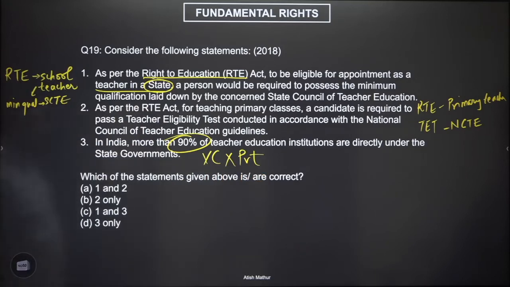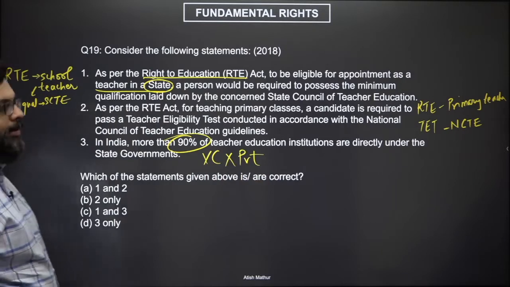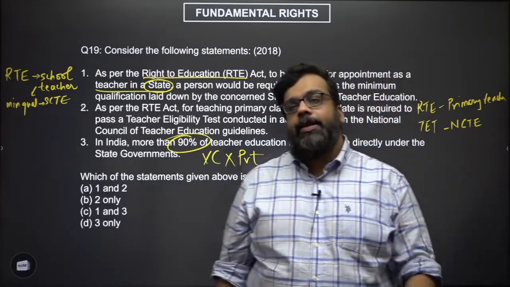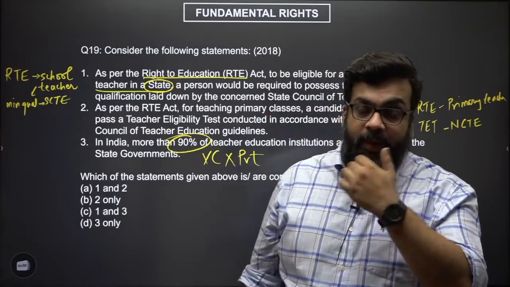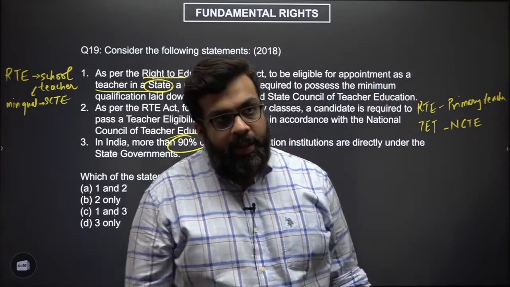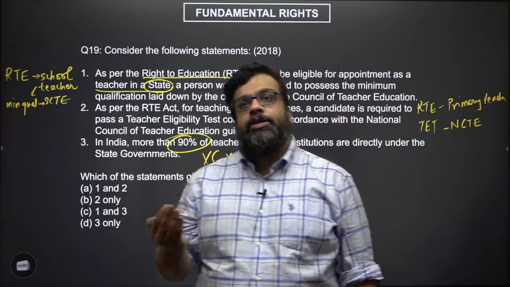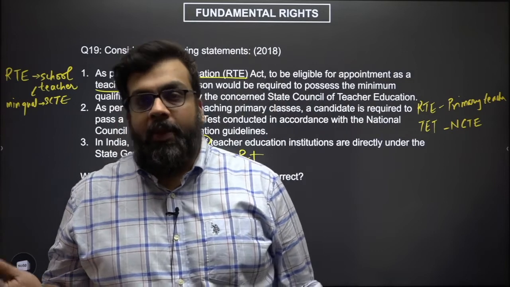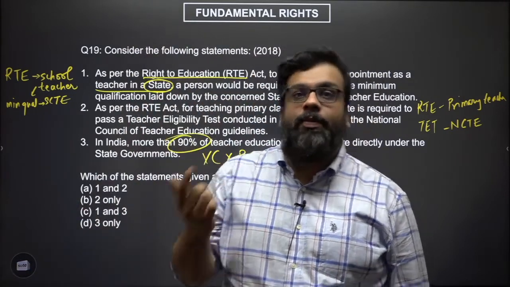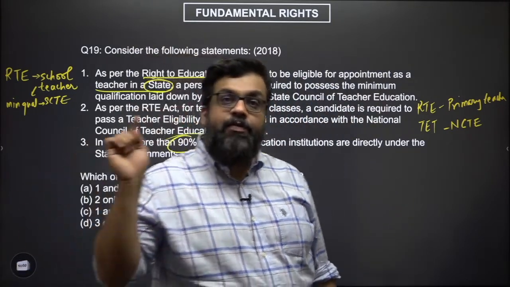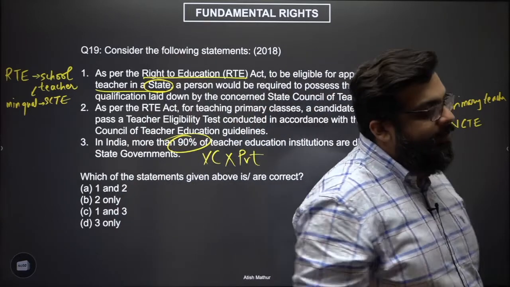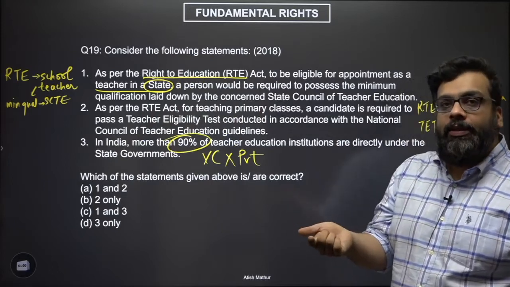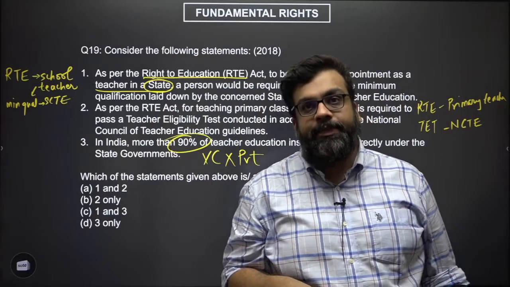let's look at the third statement first. The third statement is saying 90% of B.Ed colleges in India are state government colleges. Now think about what do you know? That most colleges and universities in India are actually owned by the private sector, whereas most schools in India are owned by the government. If most colleges are owned by the private sector, then how is a majority of teacher education college owned by the state government, right?